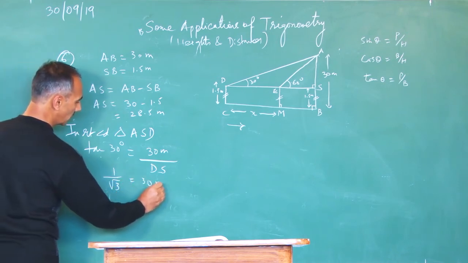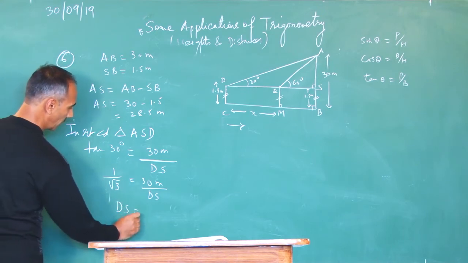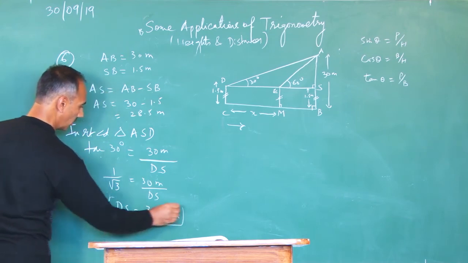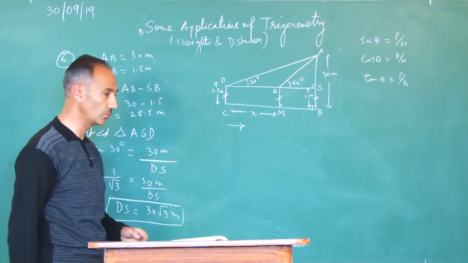That is 30 meters upon DS. So DS will be 30 square root 3 meters. So your DS is 30 root 3 meters. No need to give the value for root 3.